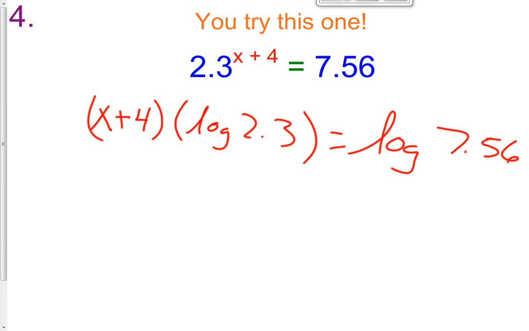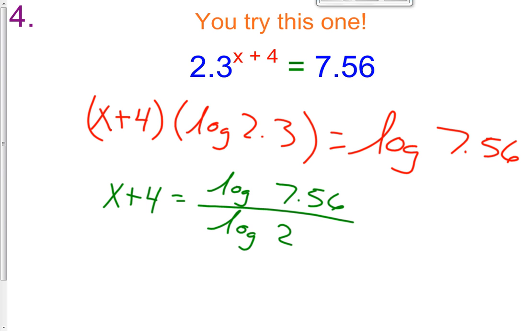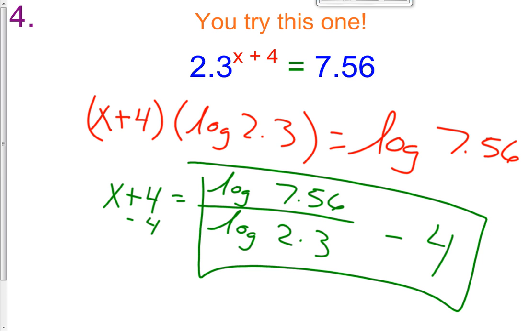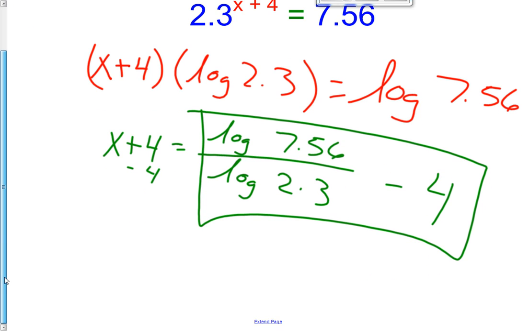So then you divided by the log of 2.3, hopefully. X plus 4 equals the log of 7.56 divided by the log of 2.3. And then at the end, you subtracted 4. So here is your answer, but then when you put that into your calculator, you get x to be approximately equal to, hopefully you got a negative 1.5713. And there's the answer for problem number 4.